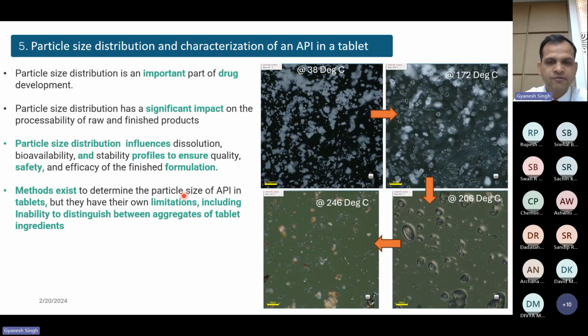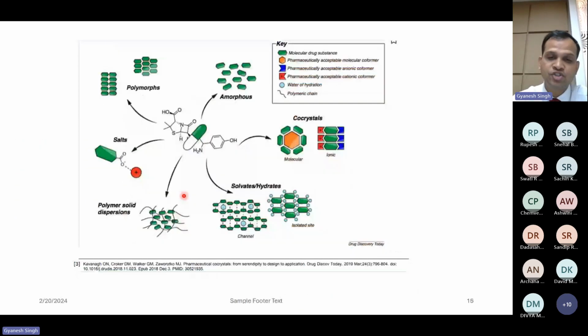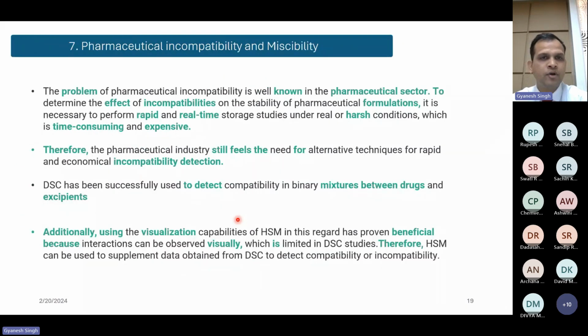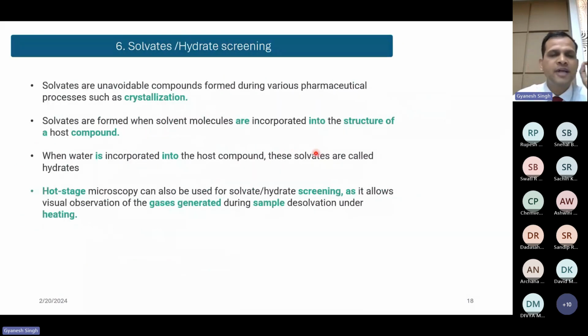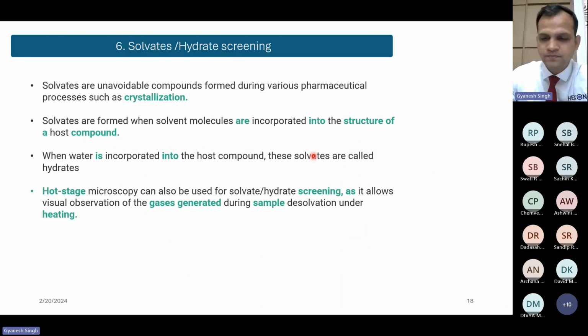If we expose such samples, we can understand the change, and we can see those gases coming out. So here hot stage microscopy again becomes an important screening tool. The sample size will be very small, and we can also use different sensors inside the chamber to study the emission of those gases.